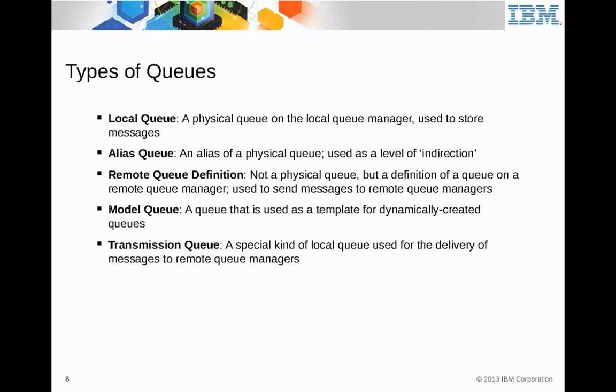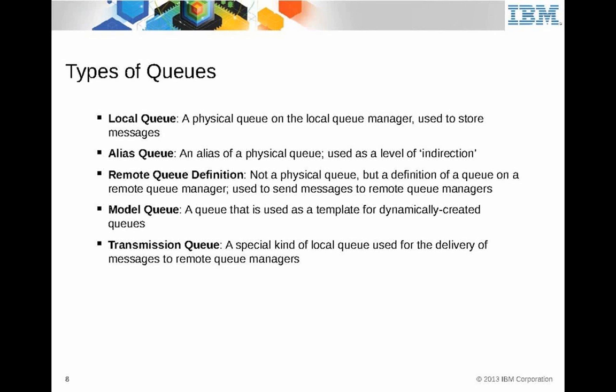You might specify an alias queue, and then people would put messages onto the alias queue, and then underneath the covers, MQ would put it on the real physical queue. A remote queue definition is not what I would call a real queue. It's not a physical queue. What it is, if you have 2 queue managers, a local queue manager and a remote queue manager, the remote queue gives the definition on how to get the message over to the other queue manager.